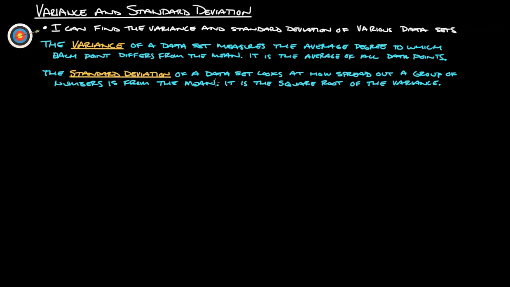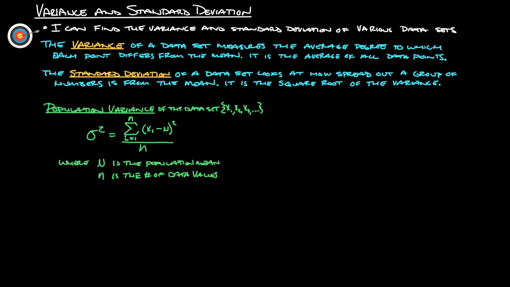Okay, standard deviation of a data set looks at how spread out a group of numbers is from the mean. So it's like here's the mean, and then the standard deviation measures how far out from the mean each one of those pieces of data is. It is the square root of the variance. Okay, so the best way I think to understand this is to start taking a look at some information about this.